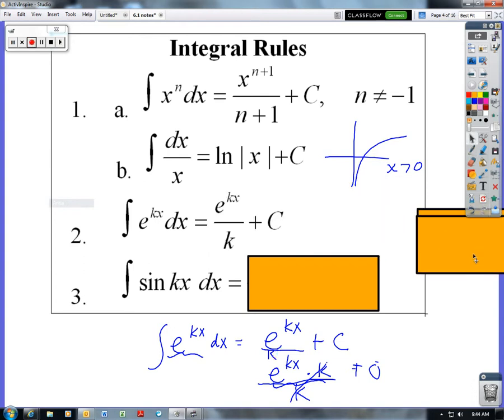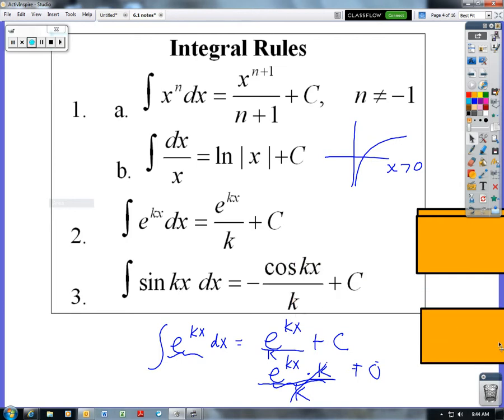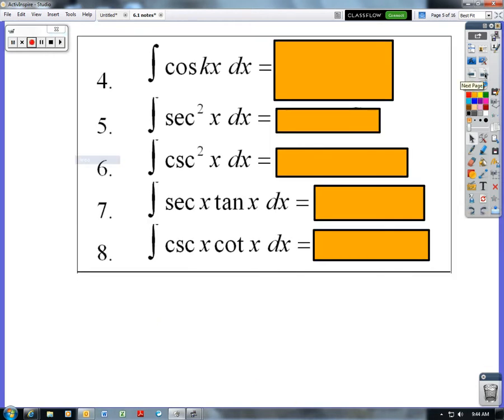And you can see there's the rule. And then think of a function whose derivative is sine, and that's cosine, but with a negative. And you also are going to have to divide by k because of the chain rule there. So it's negative cosine of kx over k plus c. And we will need to memorize all these. Fortunately, these aren't too bad because they're just kind of the opposite of the derivative ones. Opposite's not the right word, but hopefully you know what I'm trying to get at.